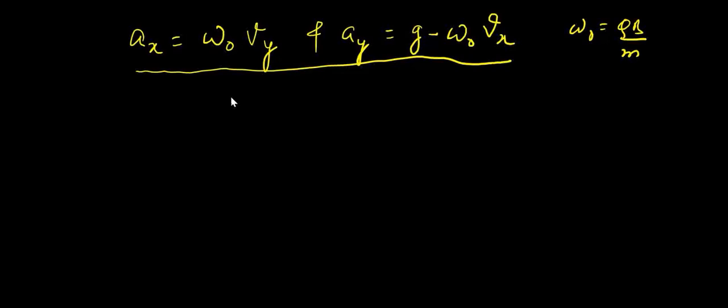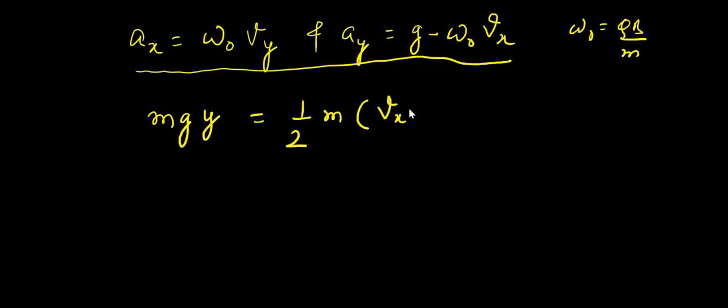So it is sufficient to calculate the work done by gravitational force only. The work-energy theorem can be written as: work done by gravitational force for the displacement y equals the change in kinetic energy. Since its initial speed was 0, we can write half m times the kinetic energy when its displacement becomes y and velocity becomes v, simply as vx square plus vy square. This is the work-energy theorem for this.